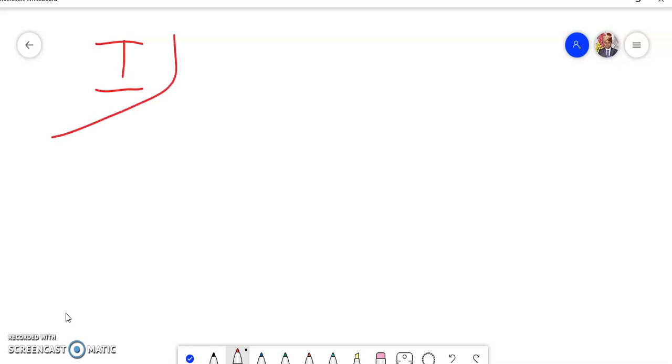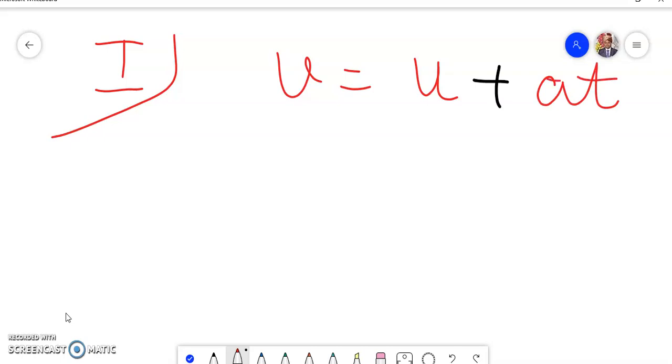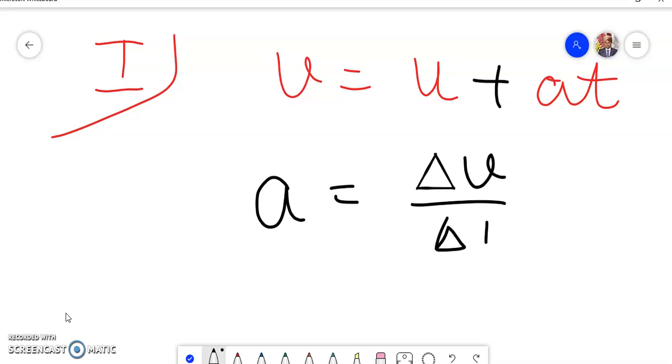To prove the first equation, we are having the first equation as v is equal to u plus at. Dear students, you are aware that we have the definition of acceleration, that acceleration is defined as the rate of change in the velocity. You know this, that acceleration is the change in velocity upon change in time.